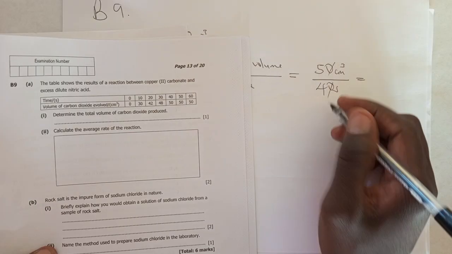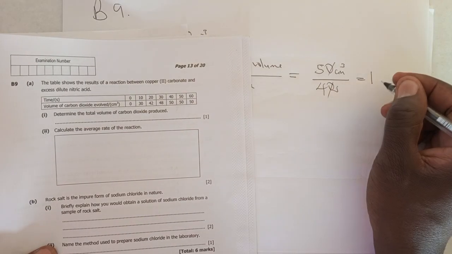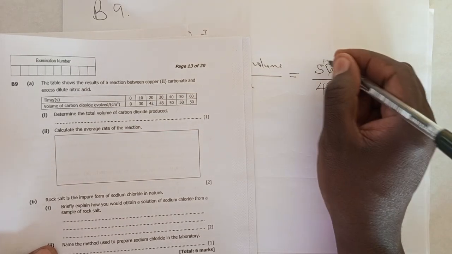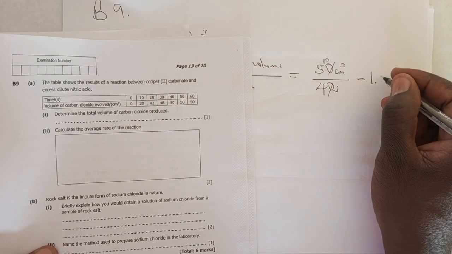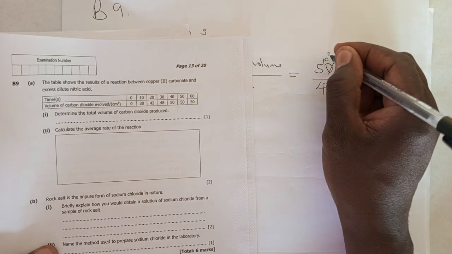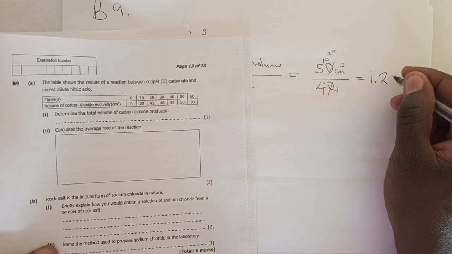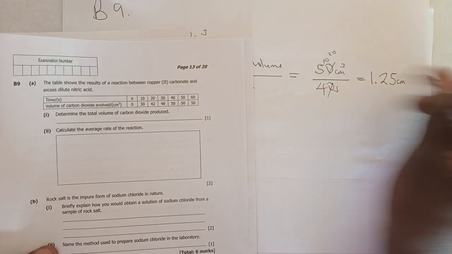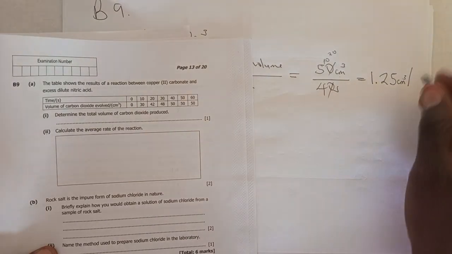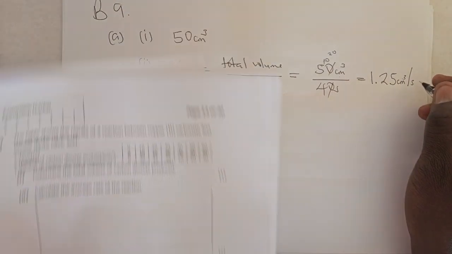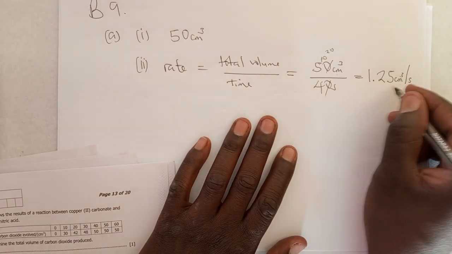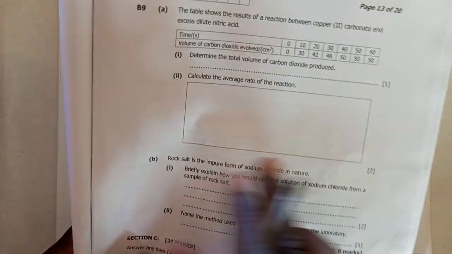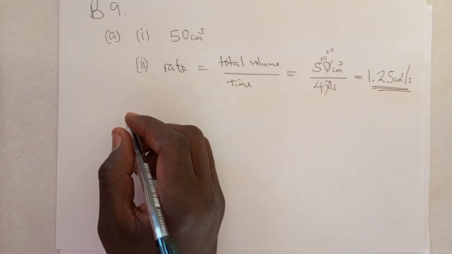Now, we cancel the zeros. 4 into 5, of course, it is 1, remainder 1, then 4 into 1, of course, we're going to put a point, then we add the 0 there, 4 into 10, it's 2, remainder 2, and then when we add the 0, 4 into 20, it is 5. What are the units? Cubic centimeters per given second. This is the answer to the question, and you're going to be awarded 2 marks for this.